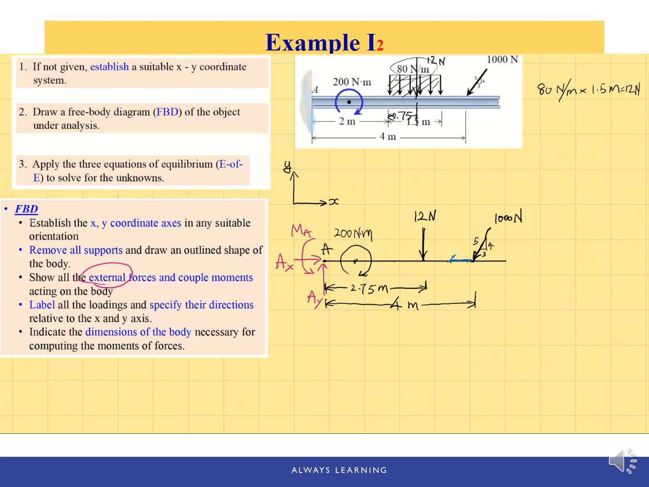So we're going to replace this 1000 Newton force by its X and Y components with corresponding directions. The X component will be pointing in the positive X direction with the magnitude of 1000 times 3 over 5, right? So that will be 600. And the downward force is 800 Newton.